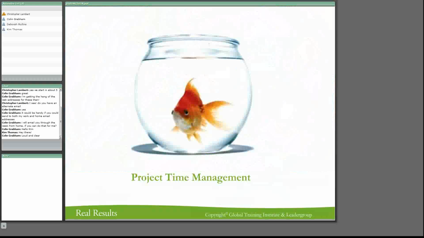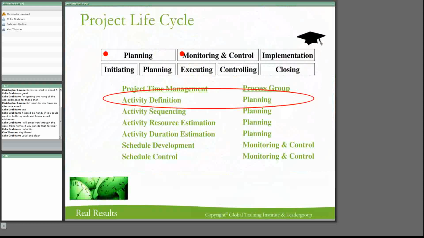This is a fishbowl view of time management. The first one that we're going to be looking at tonight is the activity definition. How do we define activities? So this has all got to do with each little activity. Do you remember last week when we did project scope, we did a work breakdown structure, and we got to break it down to that activity. And what we're going to be doing tonight is looking at those activities.